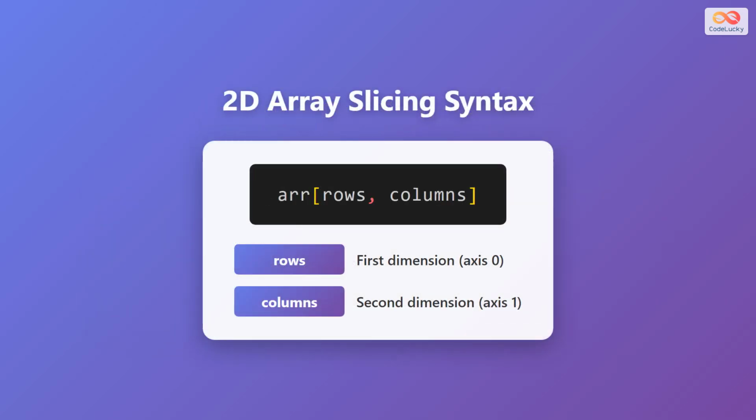The syntax for slicing two-dimensional arrays uses square brackets with 2 components separated by a comma. The first component specifies which rows you want, and the second component specifies which columns you want. This is written as array name in square brackets, followed by rows, comma, columns. The rows parameter controls the first dimension, also known as axis 0. The columns parameter controls the second dimension, or axis 1. Understanding this syntax is crucial for effective array manipulation.